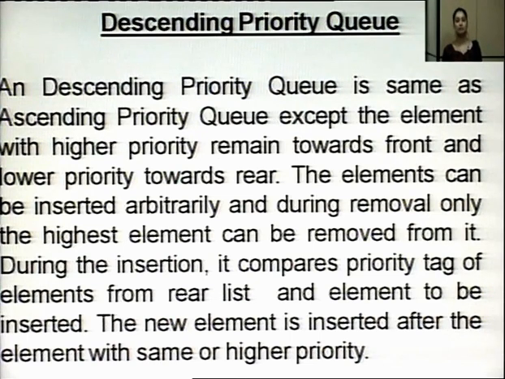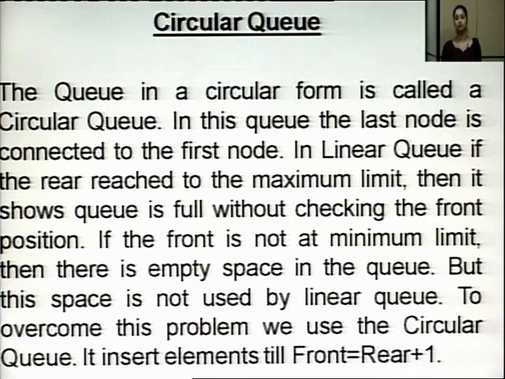Now the next type of queue is a circular queue, a form of queue in which the queue is in circular form. The last element is connected to the first element of the queue. In the linear queue, if I reach the maximum limit, without checking the front position, the queue shows the message that it is full, but that is not actually the state of the queue.